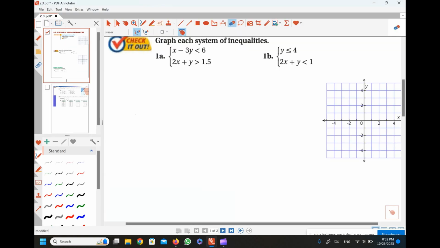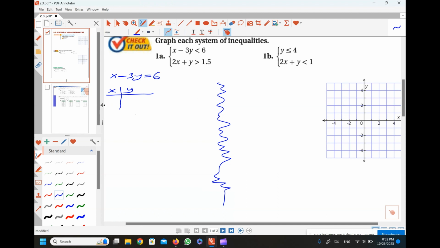One more example. Check it out, 1a. It's x minus 3y is less than 6. 2x plus y is greater than 1.5. Let's try this one. We start solving the question by finding their intercepts. We have two inequalities. Find their intercepts one by one. First inequality, x minus 3y is less than 6. You pretend that it's an equation. x minus 3y is equal to 6. Find your x-intercept.